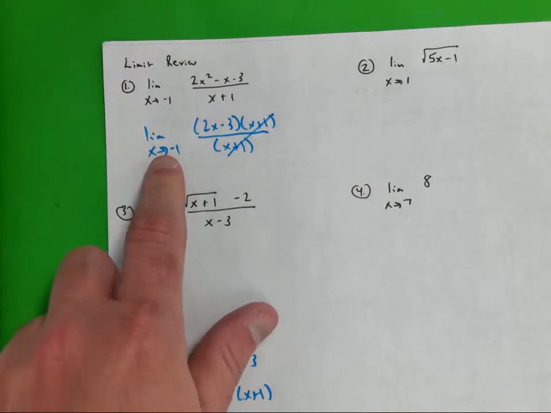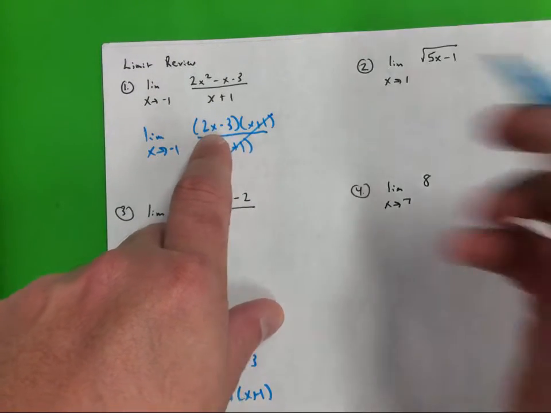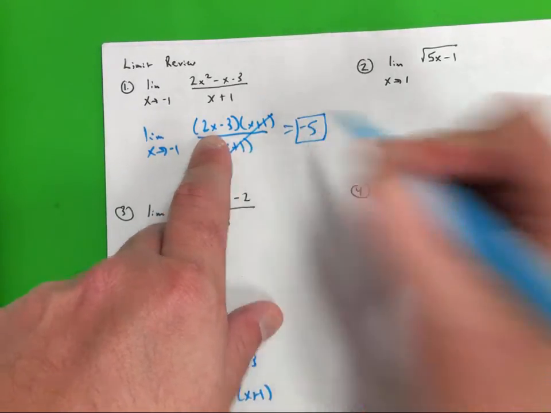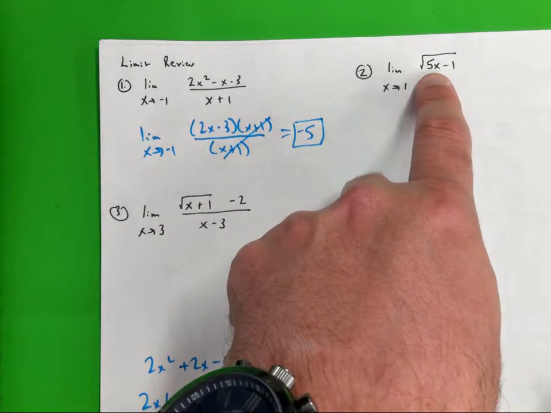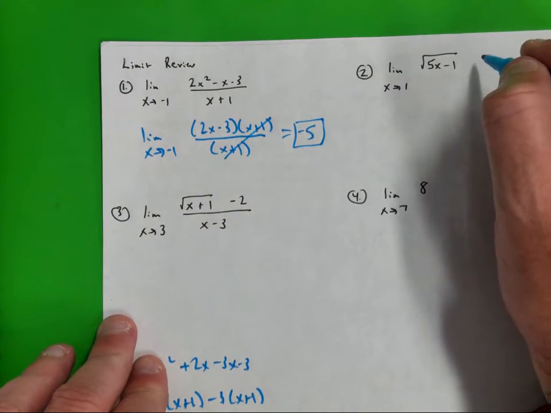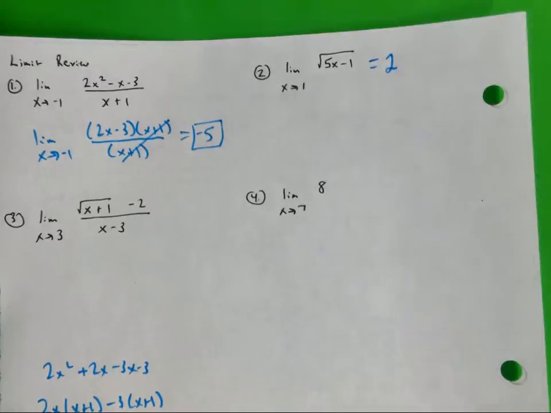Now I'm going to try direct substitution. 2 times -1 is what? -2 minus 3 is? All right, number 2, I'm going to try direct substitution. 5 times 1 is? 5 minus 1 is? My square root of 4 is? Very good. We always try direct substitution.